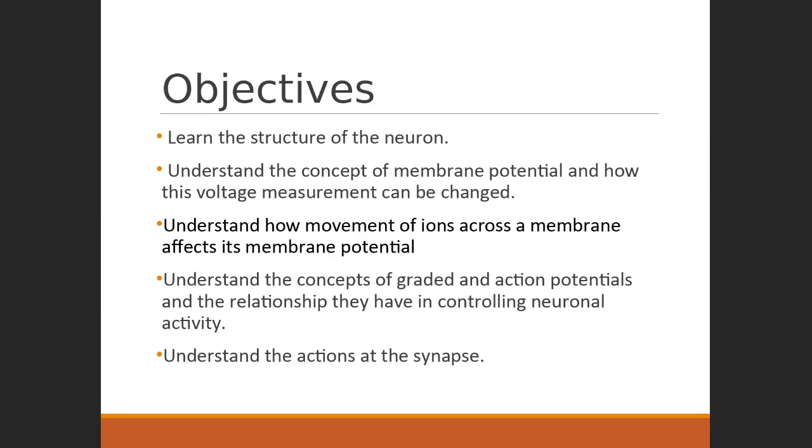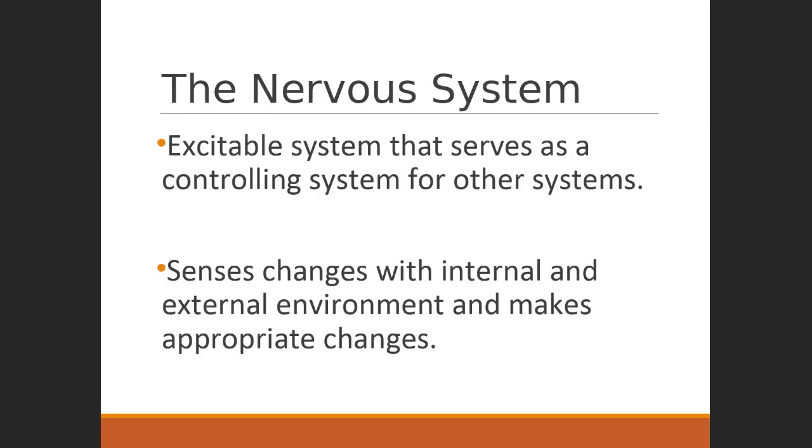So first off, let's talk about the nervous system as a whole. It's an excitable system that is used primarily for controlling other systems. We had the overall theme of our AMP 1 and 2 classes as being homeostasis. And if you remember, we talked about how we maintain homeostasis. We looked at it from a feedback perspective. Receptor, control center, effector. Those were the three generic components of any feedback loop.